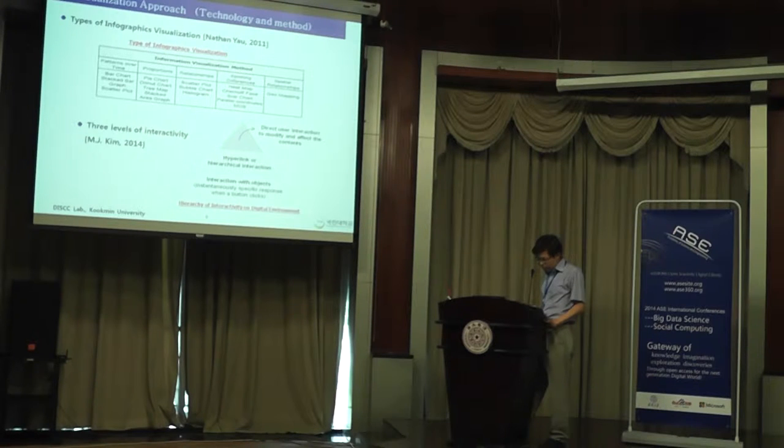This page explains data visualization analysis technology and methods. Nada Niao classified types of infographic visualization in his book with a number of presentation components: time, proportion, relationship, comparison, and spatial relationships. MJ Kim introduced a hierarchy of interaction in the digital environment. The bottom level is interaction with objects, the middle level is hyperlink or hierarchical interaction, and the top level is direct user interaction to modify and affect the contents.